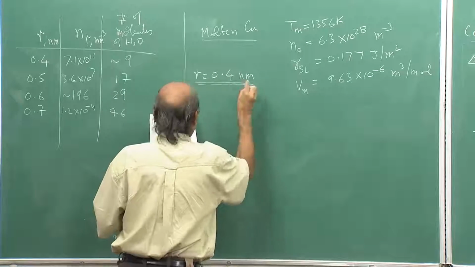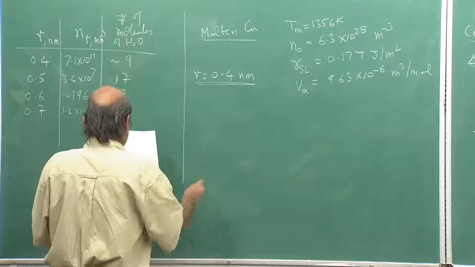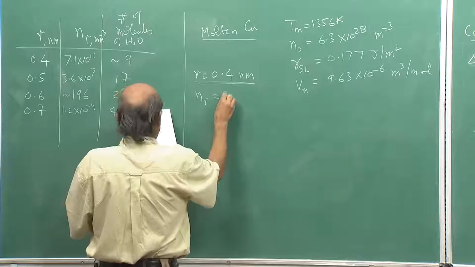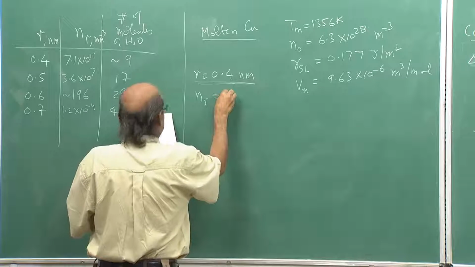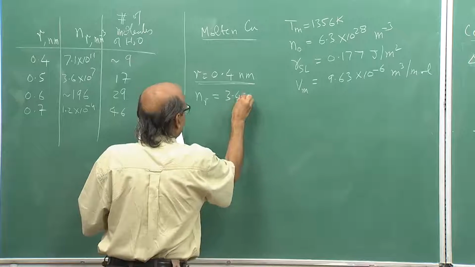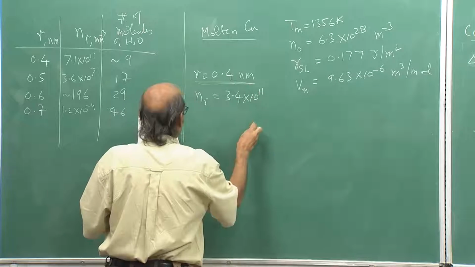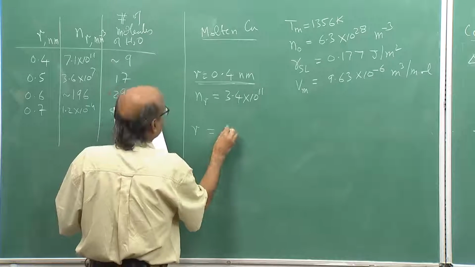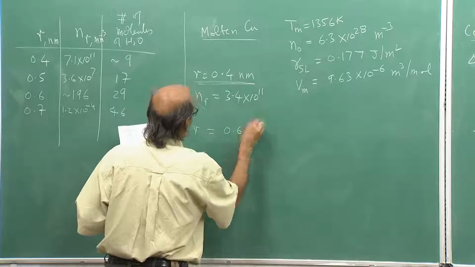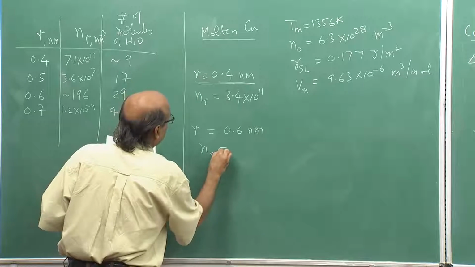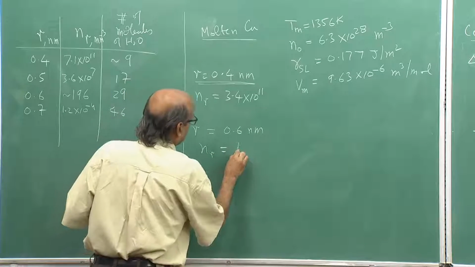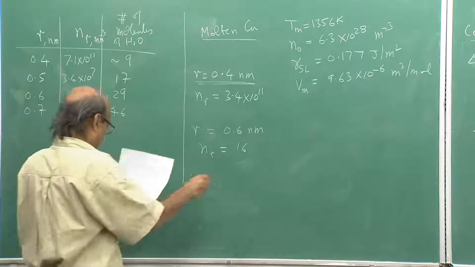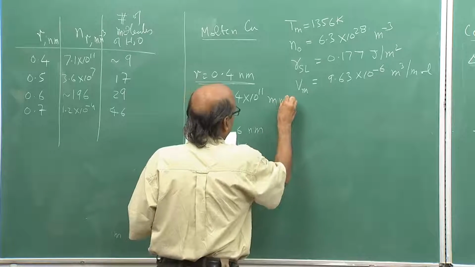If I calculate, let us say for R equal to 0.4 nanometers, then NR is 3.4 into 10 to power 11. For R equals 0.6 nanometers, NR is only 16, again this is per millimeter cube.